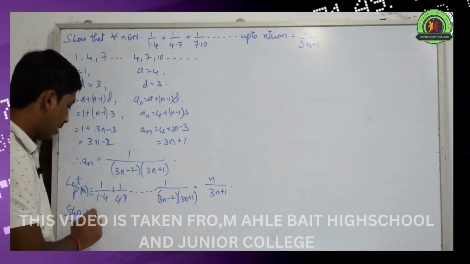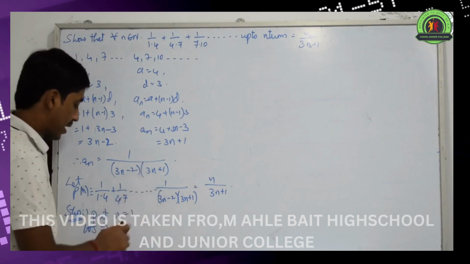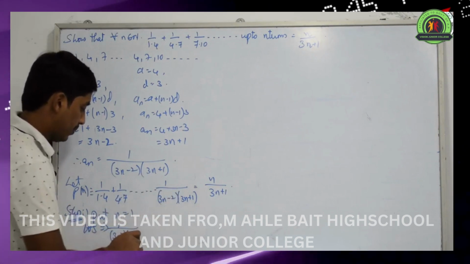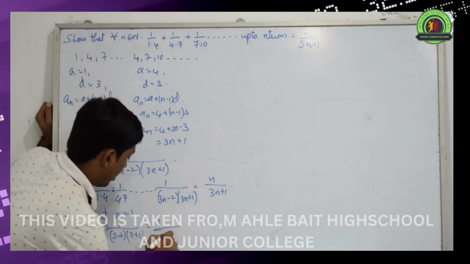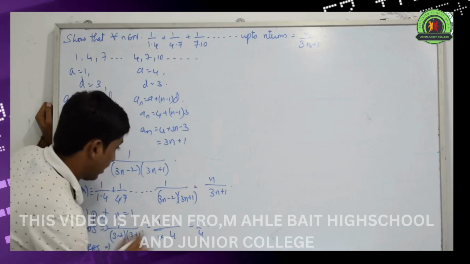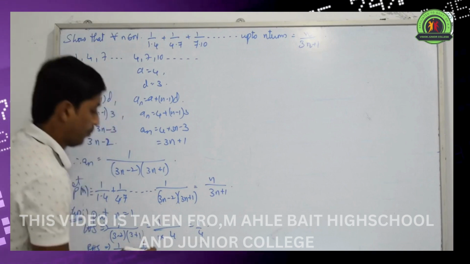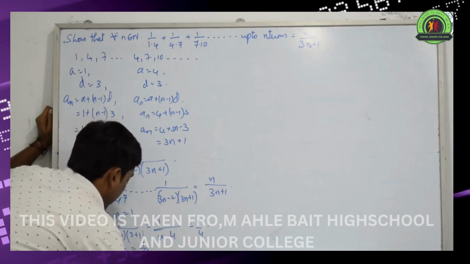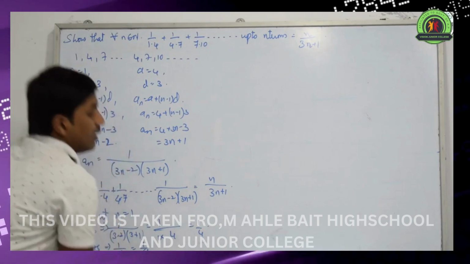What is the first step now? Step 1 will be put n is equal to 1. Now tell me what is LHS? 1 by 3 into 1 is 3 minus 2 into 3 plus 1. 3 minus 2 is, how much is it? 3 minus 2, that is 1 into 3 plus 1 is 4, that is equal to 1 by 4. What is RHS? That is 1 by 3 plus 1, that is 1 by 4. Both are same, right? Therefore, P of n is true for n equal to 1. This will be my first statement.